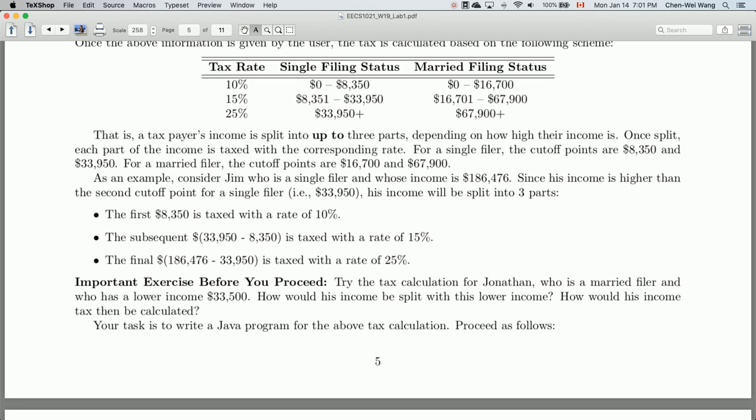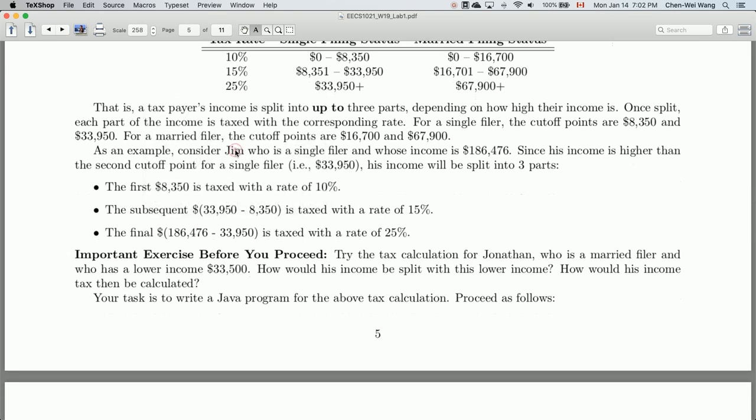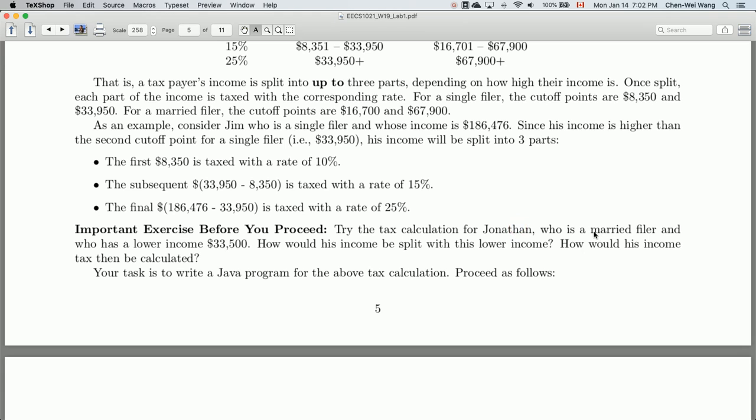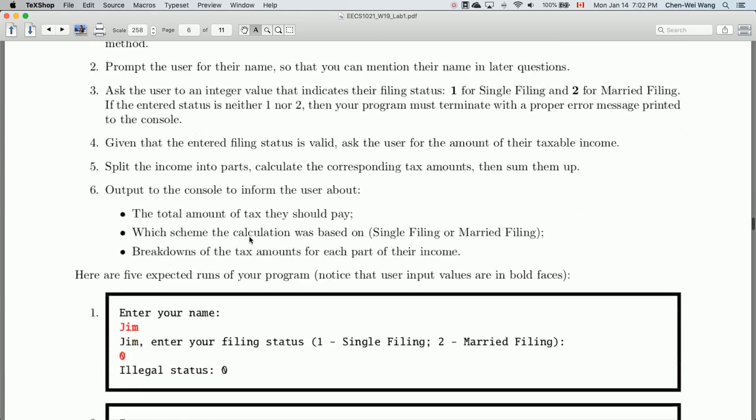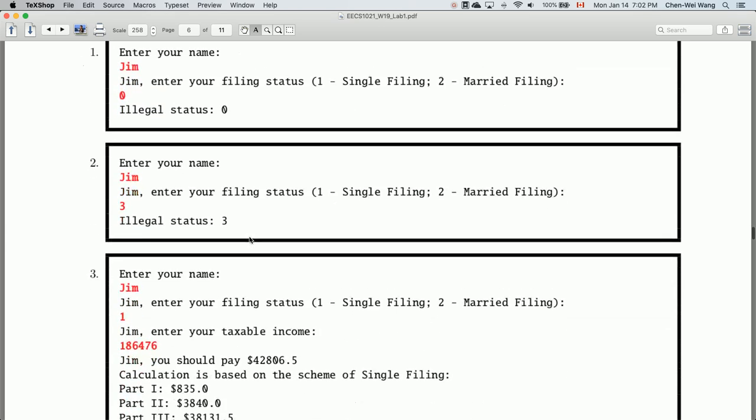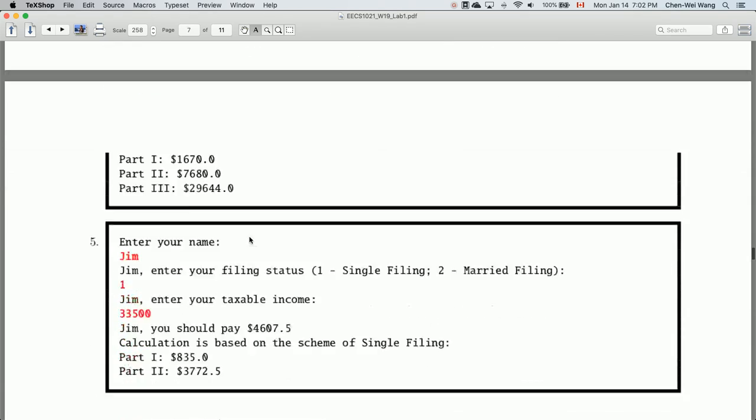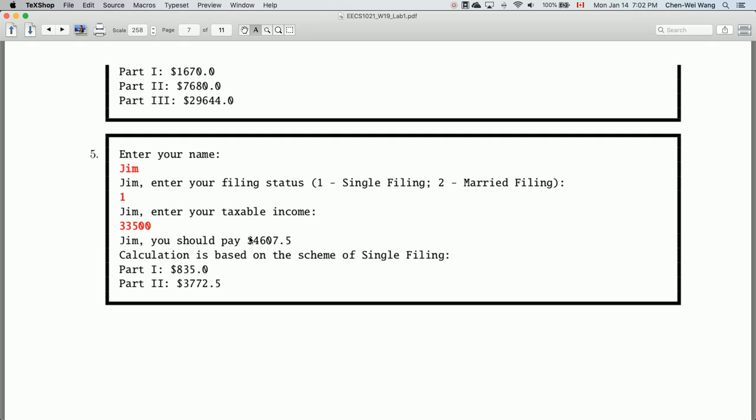Let's illustrate how you can implement the ComputeTax program by visualizing how you can split your income up to 3 parts, depending on the kind of filer you have. We're going to use the examples over here, Jim being a single filer with this particular income. Also, we're going to talk about Jonathan being a married filer with this particular income. Let's visualize exactly what's going to happen, and then you can infer the same calculation for all the other 5 test cases I gave to you.